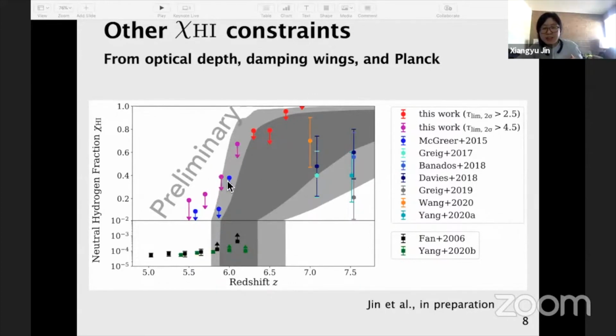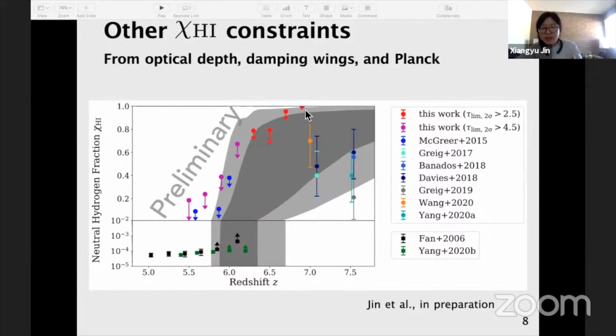And as a comparison here, we also include the result from Magellan 2015 by those blue upper limits. They also use dark pixels to put upper limits on the neutral hydrogen fraction in this redshift range. And our results are consistent with their measurements.